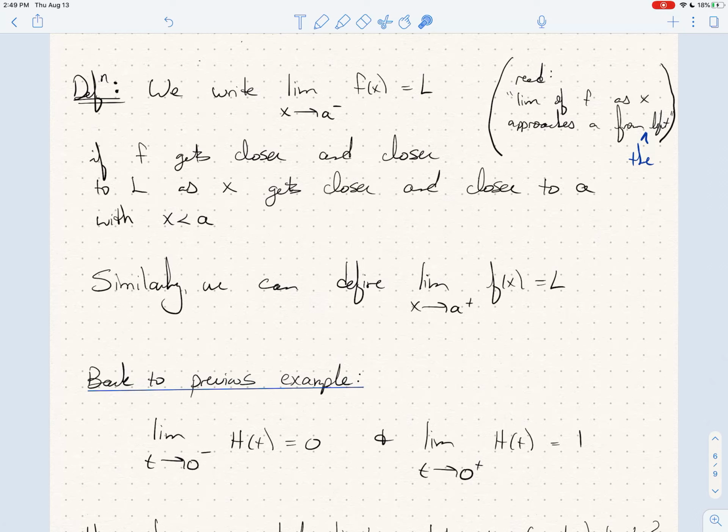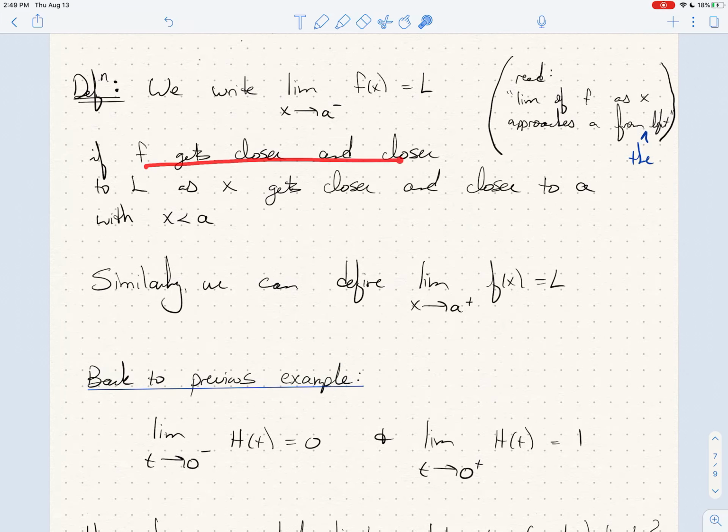So we write the same notation as before: limit as x goes to a of f of x equals L. The difference is I put a little minus sign above the a, and that means x goes to a from the left. We write this to indicate that I'm only going to a from the left side. Here's a, I'm coming from the left. Same thing, f gets closer and closer to L as x gets closer and closer to a. You're coming from the left, so you're always less than a on the number line.